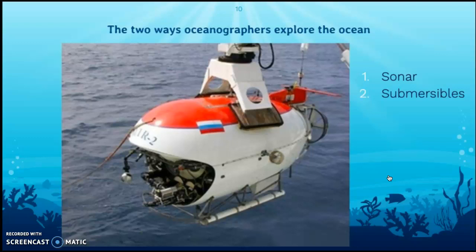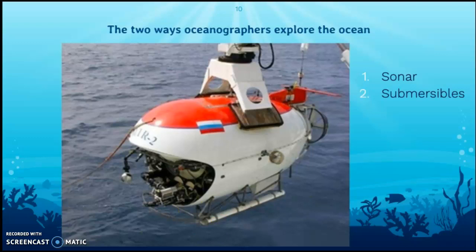They can be connected to a ship above, some ship that's holding this thing in place off picture. The ship could help lower and raise the submersible, and it could supply life support systems through access from the ship. Or the submersible could be entirely cut off and sail around remotely, all on its own. But that is the second way that oceanographers study the ocean.